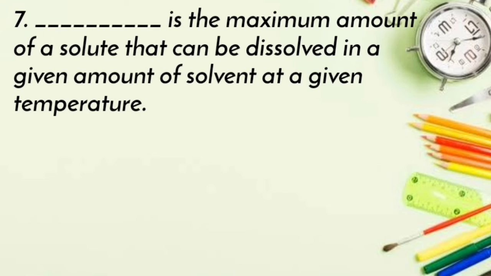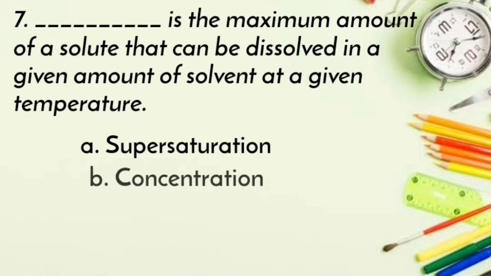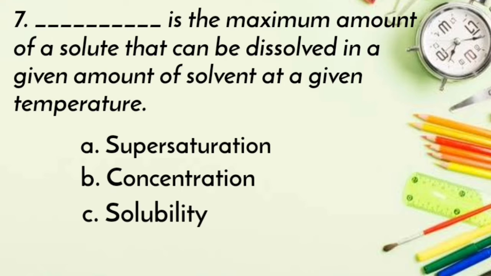Number 7. Blank is the maximum amount of a solute that can be dissolved in a given amount of solvent at a given temperature. A. Supersaturation. B. Concentration. C. Solubility. Or letter D. Polarity.